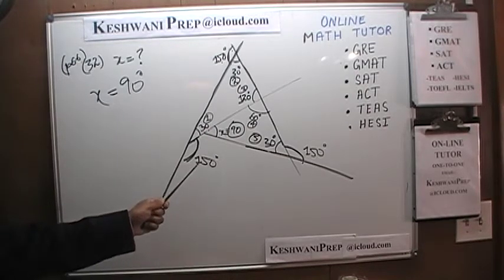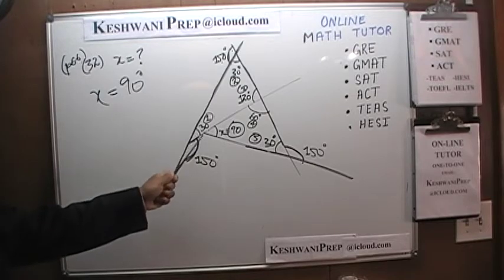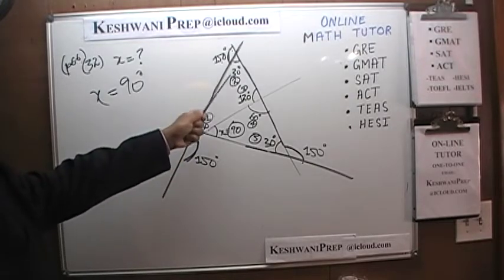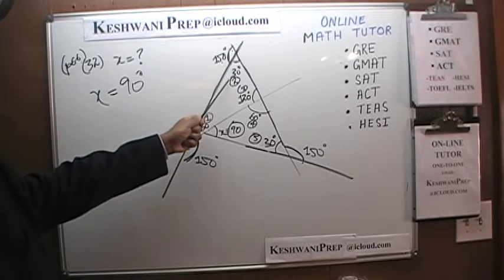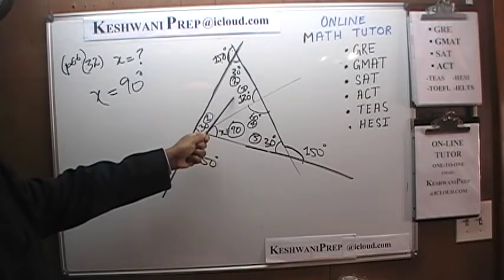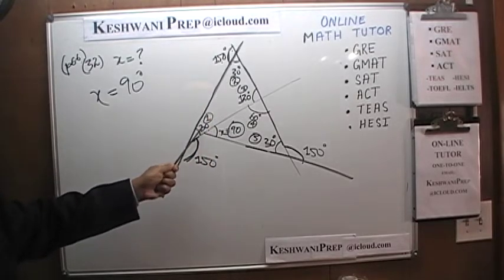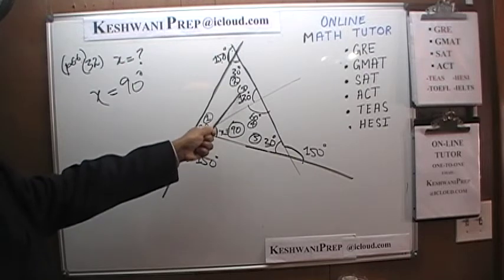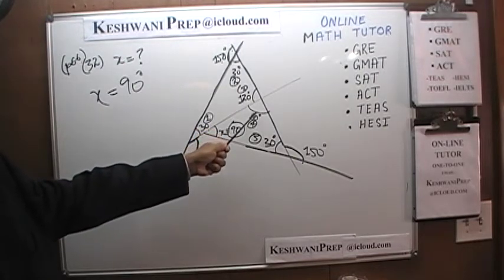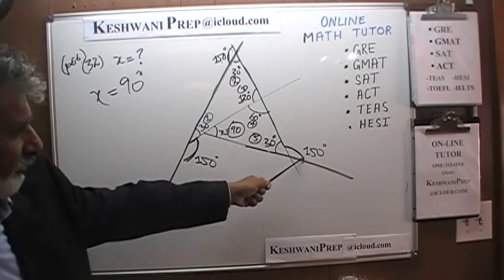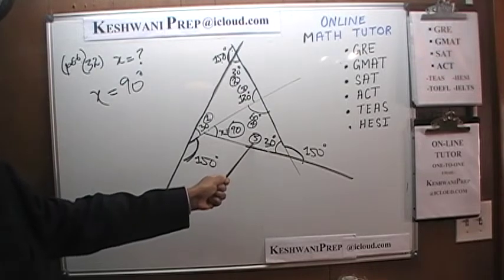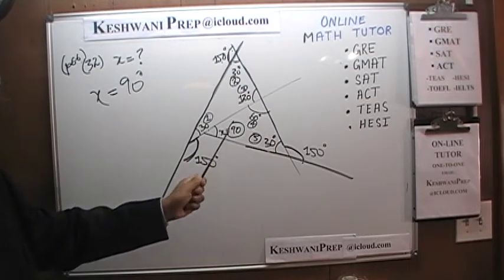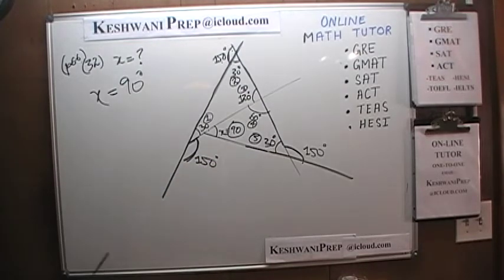That's it. Okay, just follow step by step. Step one was, if this is 150, this has to be 30. Similarly, if this is 150, this has to be 30. That's step number two. And then step number three, if this is 30 and this is 30, this has to be 120. If this is 120, this would have to be 60. Step number four. If this is 150, this has to be 30. Step number five. Once we have this angle and this angle, x must be 90. Number 33.